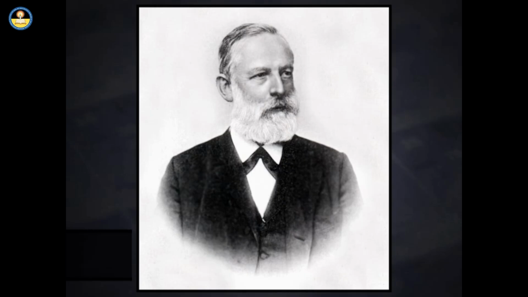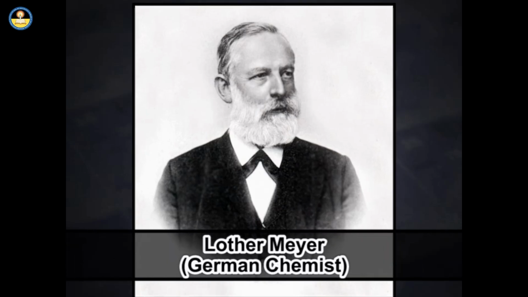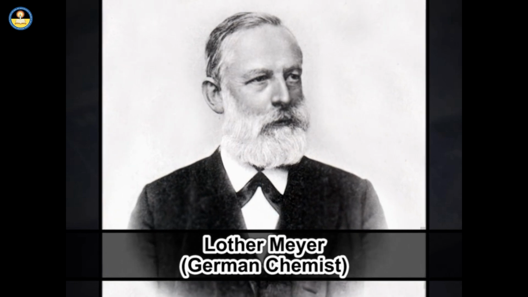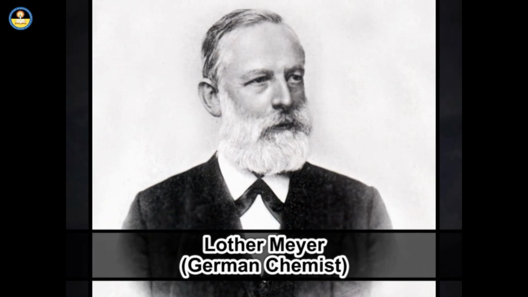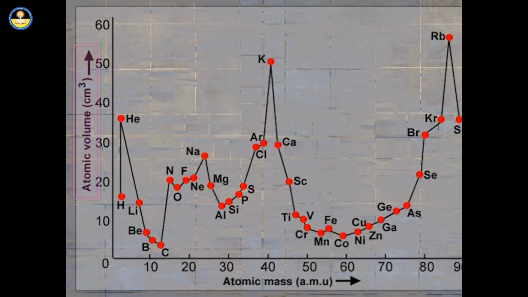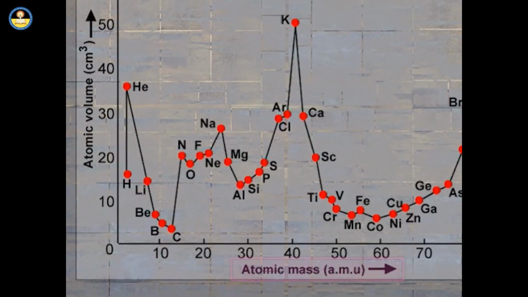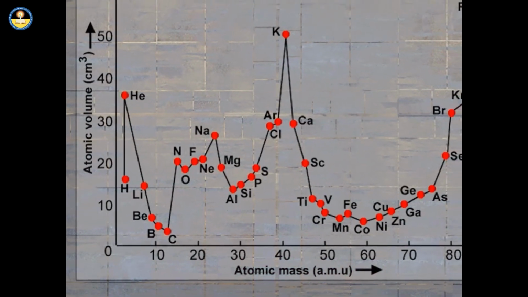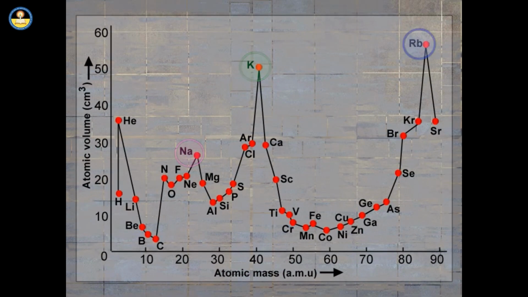In 1869, Lothar Meyer, a German chemist, studied the physical properties of various elements and stated that the graph plotted between atomic volumes and atomic weights of the elements shows that elements with similar properties occupied similar positions on the curve. Atomic masses were taken on the x-axis, whereas atomic volumes were taken on the y-axis.